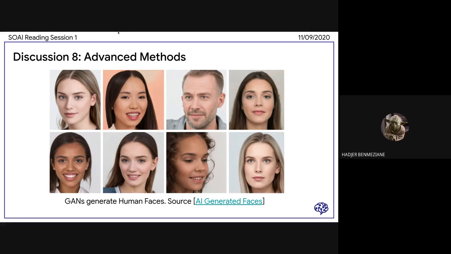Okay, another advanced method they talk about. So they talk about the generative models. There is also another type of generative model, which is the variational autoencoders. I'm not going to talk about it. So there is another advanced method in deep learning, which is reinforcement learning.